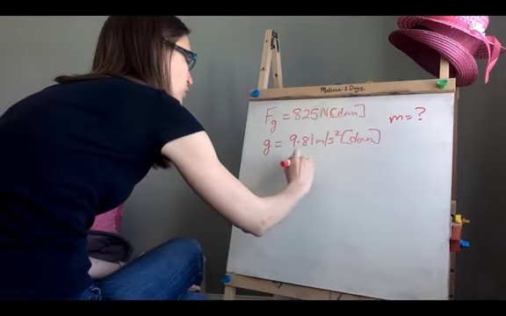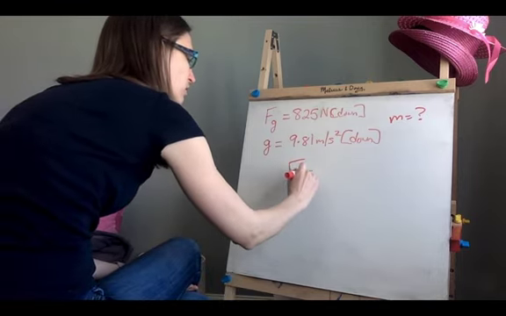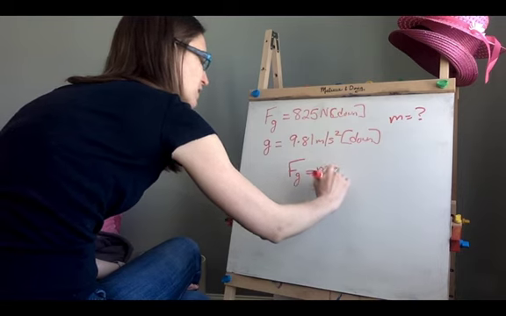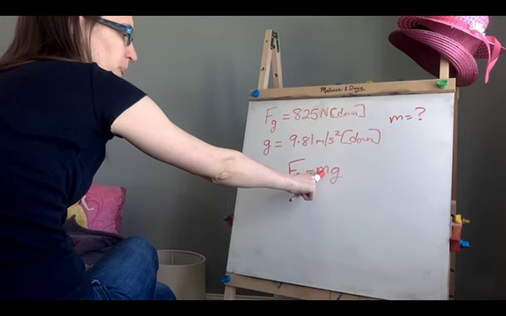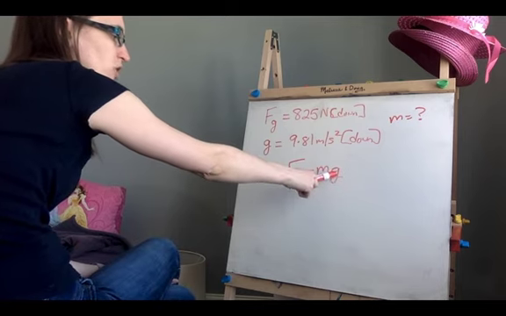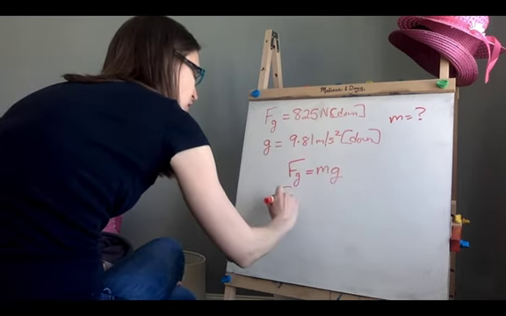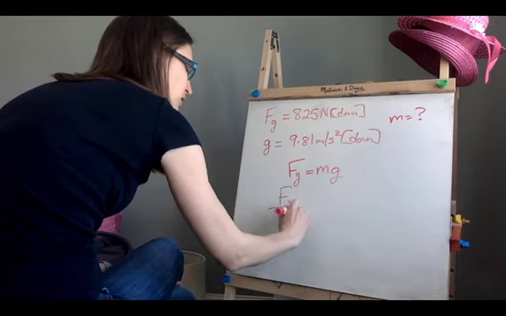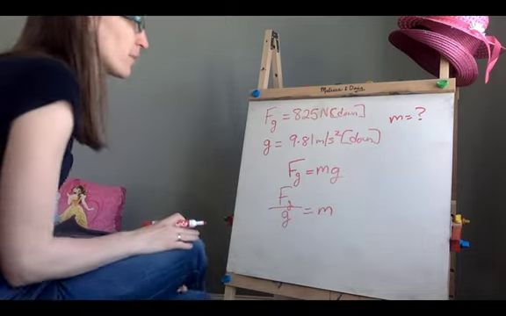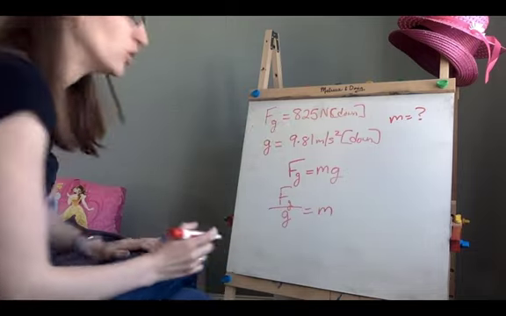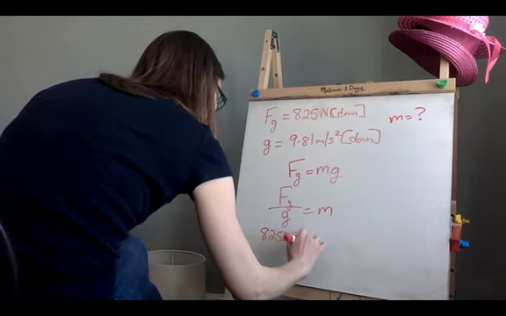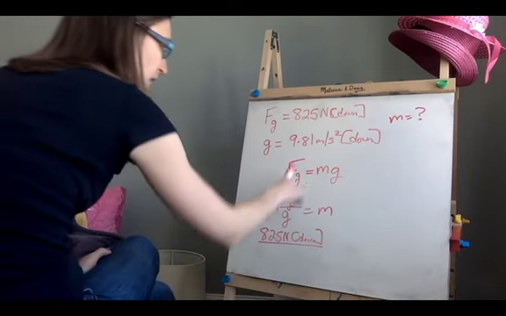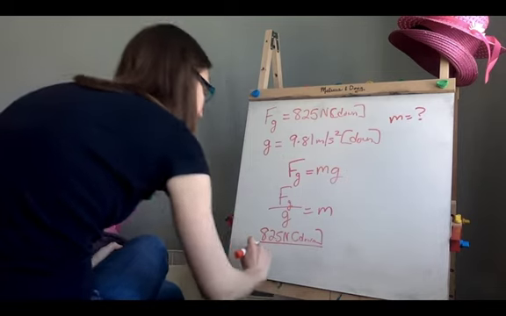So again, the formula we're using here is weight, or Fg, is equal to mass times acceleration due to gravity. We're being asked to solve for m. So to rearrange this formula, we would just divide both sides by g. So it's Fg divided by g is equal to m. So we take our 825 newtons going down, and we divide it by our 9.81 meters per second going down.